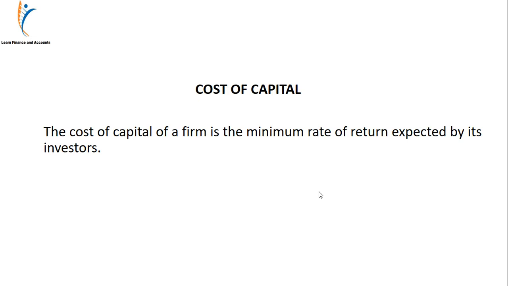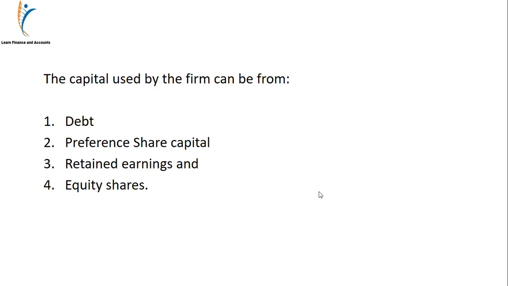So just to have a recap of what is cost of capital, the cost of capital of a firm is the minimum rate of return expected by its investors. Now, cost of capital is the cost that we are paying for raising finance or capital through different sources. These sources are debt, preference share capital, retained earnings, and equity share capital.